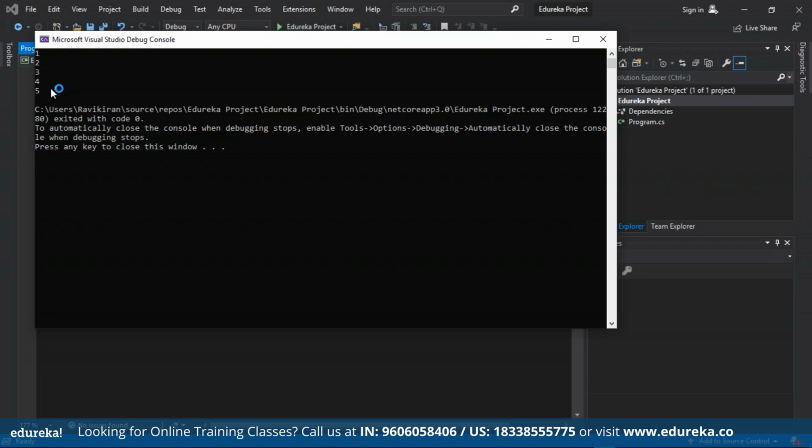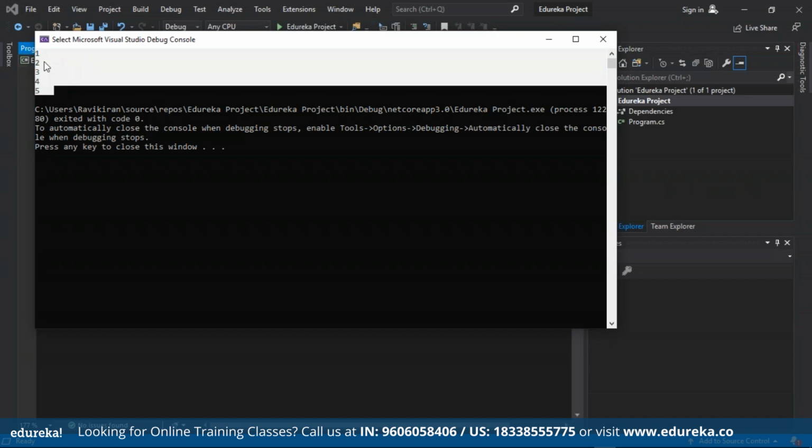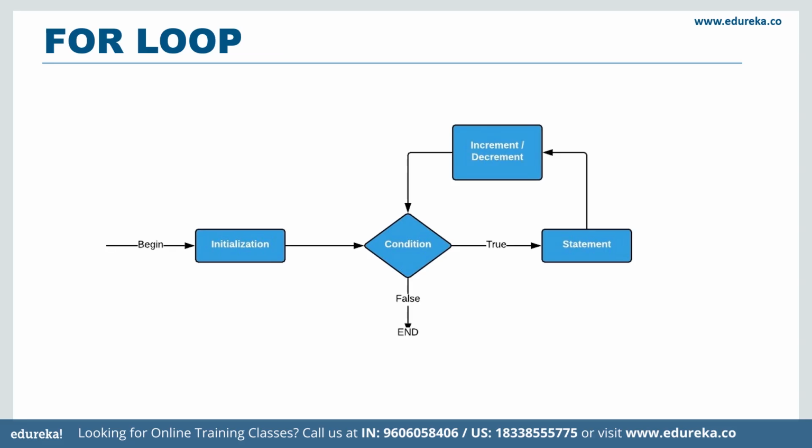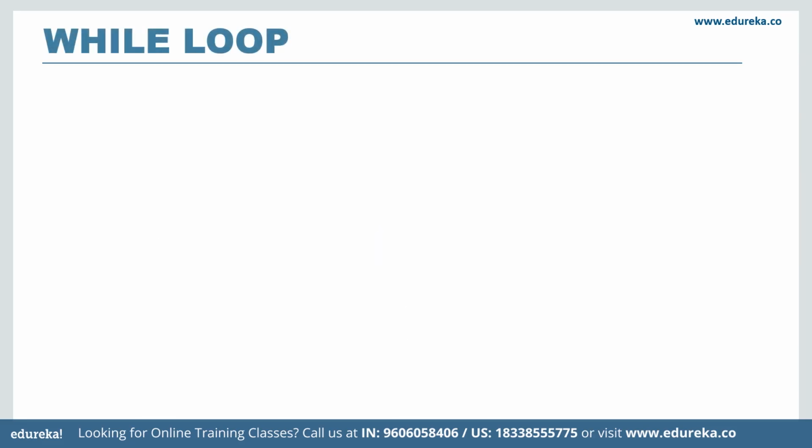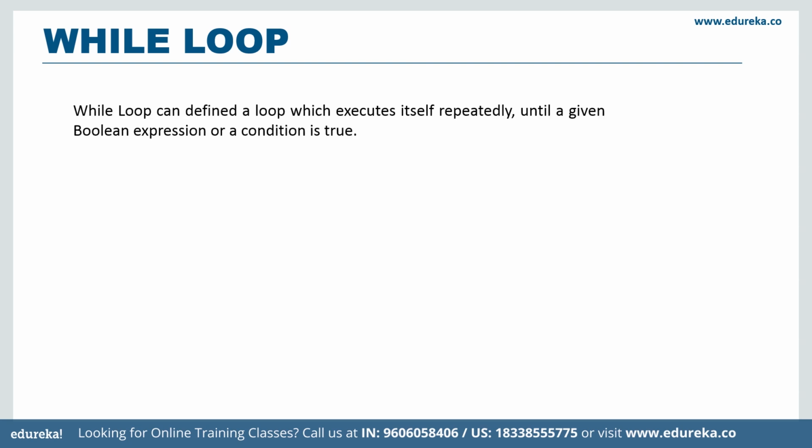You can see that the program has been successfully executed, and here is our output. Now with this, let us move ahead to the next type of loop in C#, which is the while loop. The while loop can be defined as a loop construct which executes itself repeatedly as long as a Boolean expression is true.